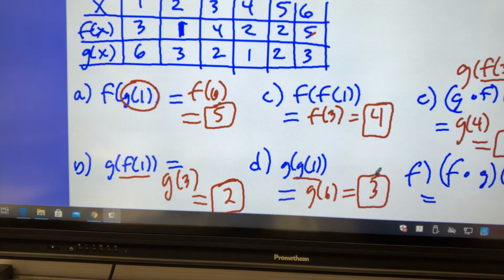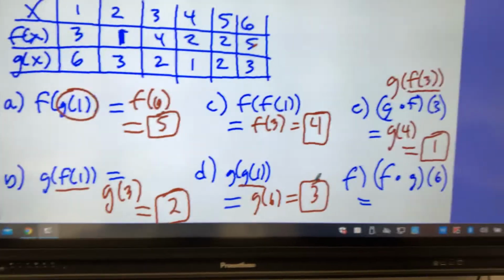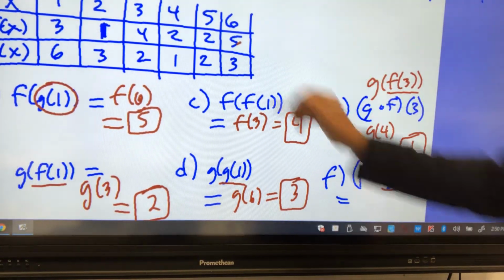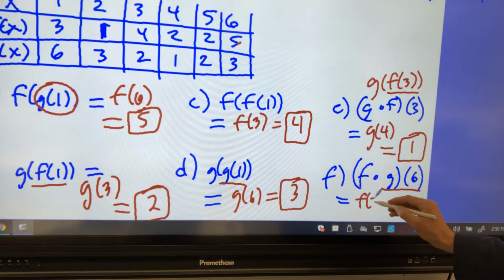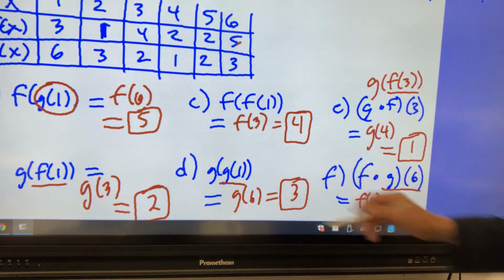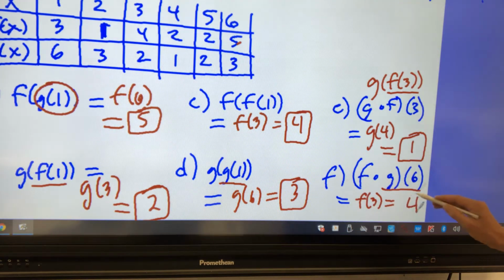All right, then on this last one here, f of g of 6. Figure out what g of 6 is, but we know it's 3. So then we do f of 3. F of 3 is 4. And that's it, reading that table, compositions.